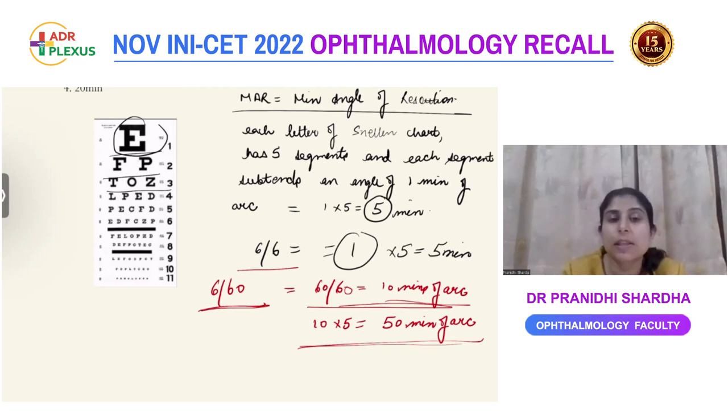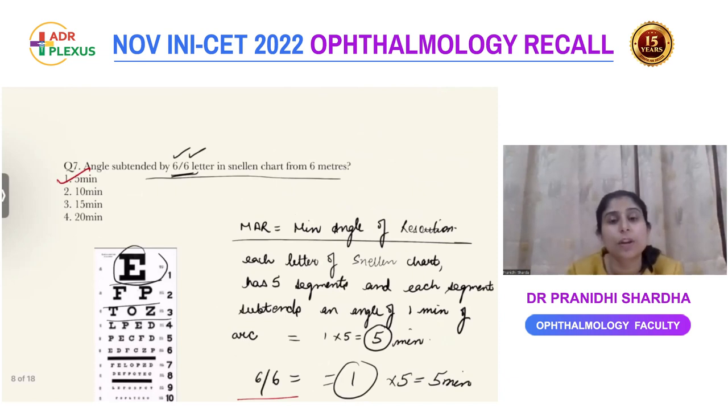But if the question says that the vision of the patient is 6 by 60 and he is standing at a distance of 6 meters, then the answer will be 50 minutes. So in this question, the visual acuity of the patient is 6 by 6 and the patient is standing at 6 meters, so the answer will be 5 minutes.